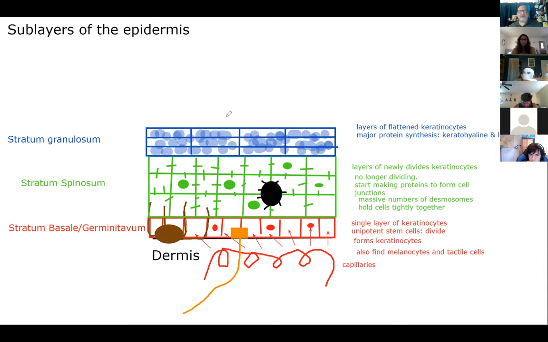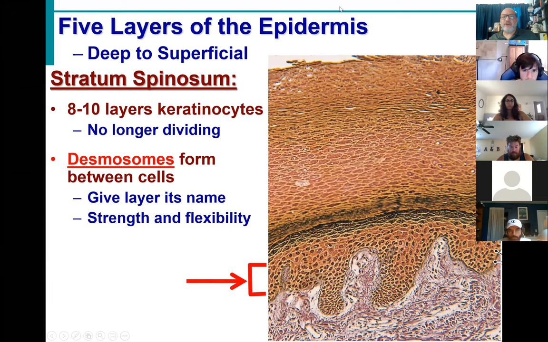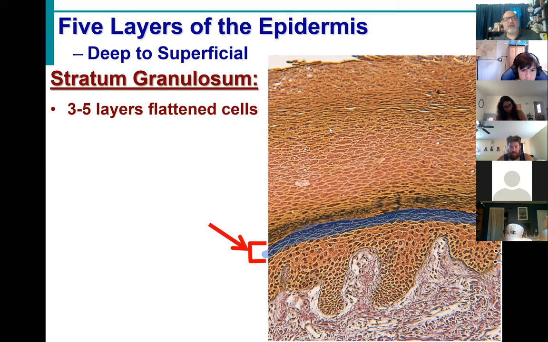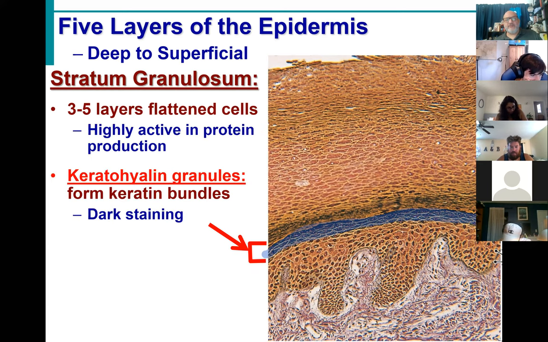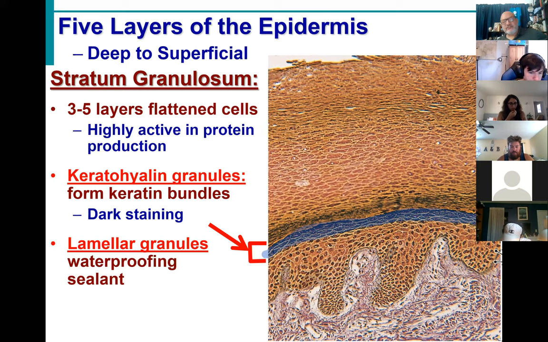Let's cheat and go back to our illustration to see this. Notice here in this region, very dark, very flat stains in very flat keratinocytes, very darkly stained area because of this major amount of protein synthesis that is going on. Remember, the keratohyalin granules form our keratin, giving it its strength. And the lamellar granules are what are fusing the cells together, making them waterproof.